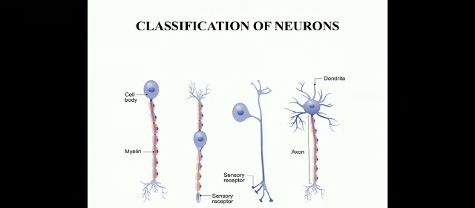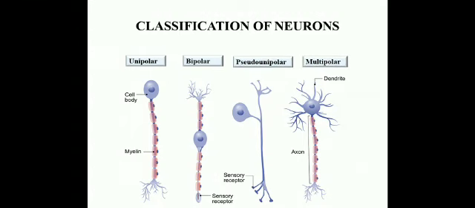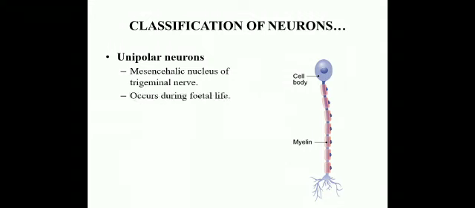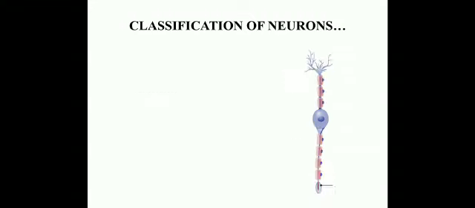So, neurons are classified depending upon various factors. Depending upon the number of processes, they are divided into four types: unipolar, bipolar, pseudo-unipolar and multipolar. The unipolar neurons are found in the mesencephalic nucleus of the trigeminal nerve, and also occur during fetal life. They are more common in the lower vertebrates.